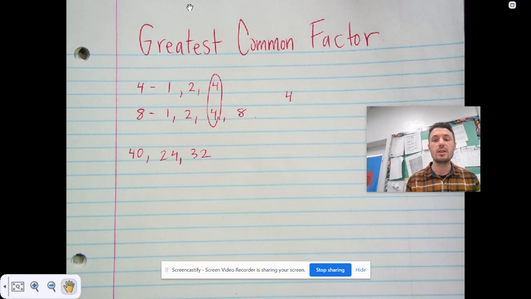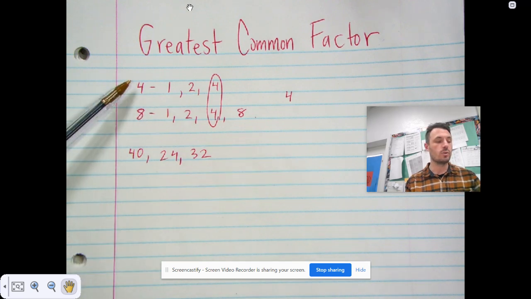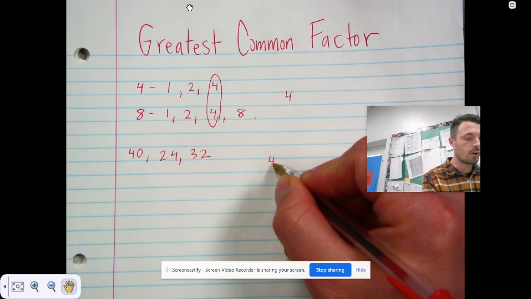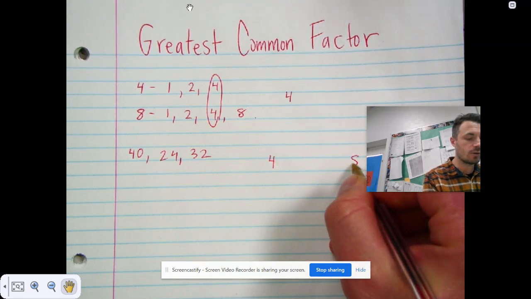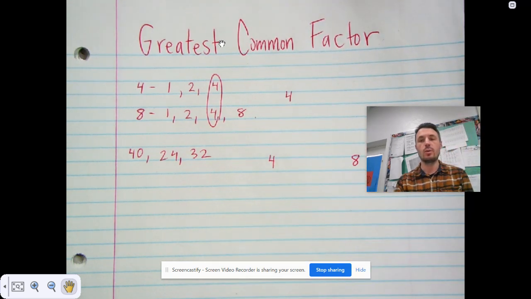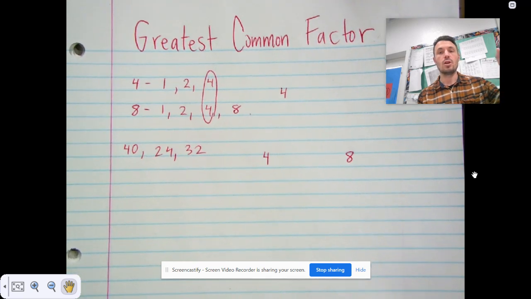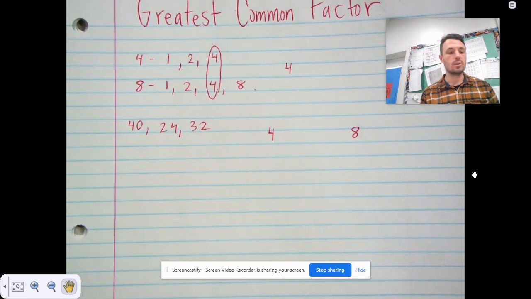So I'm going to show you an easier way to find the greatest common factor, and I'll show you with these easy numbers first. What you do is you do the prime factorization for both numbers. And prime factorization is something we've already gone over this year, but there's a pretty good chance you've forgotten how to do it. So I'm going to go over it very slowly with you.